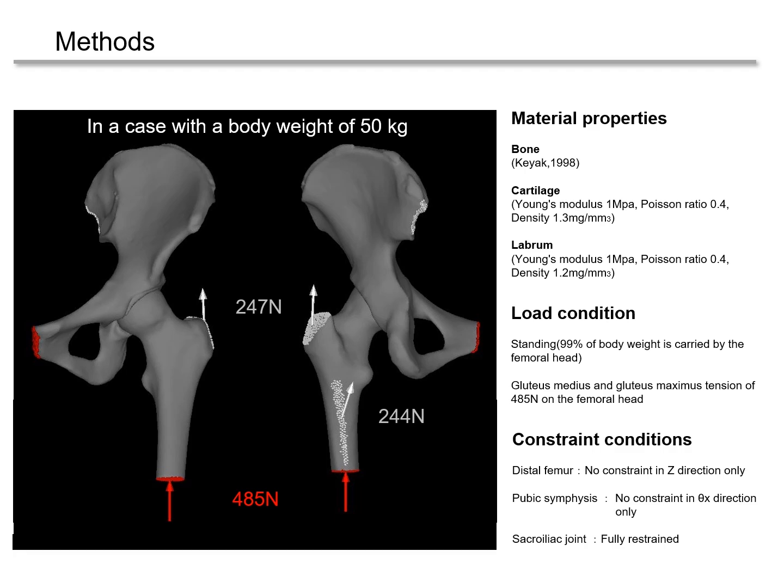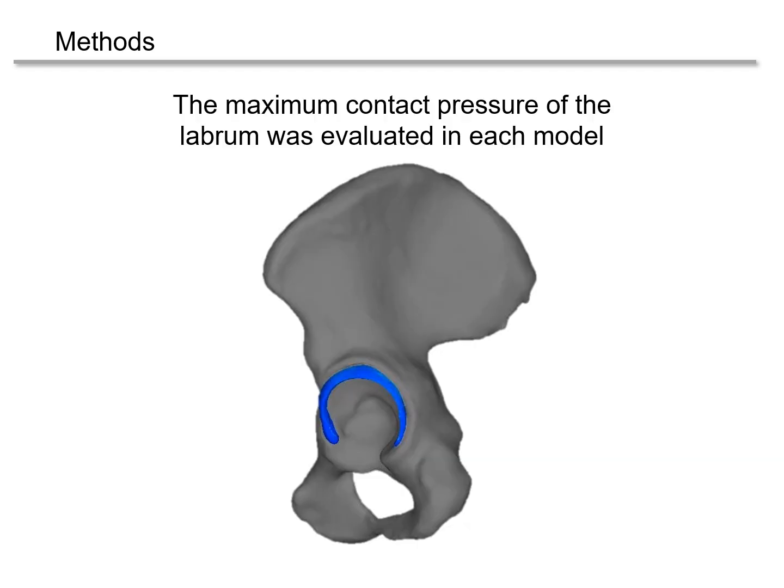The loading conditions were as follows. 99% of body weight was applied to the distal end of the femur. And tension of the abductor and gluteus maximus muscles was applied to the femoral head, resulting in a tension of 485 N. The constraint conditions were set as follows. The distal femur was unconstrained in the Z direction only, the pubic symphysis was unconstrained in the theta X direction only, and the sacroiliac joint was fully constrained. Under these loading conditions, the maximum contact pressure on the labrum was evaluated for each model.